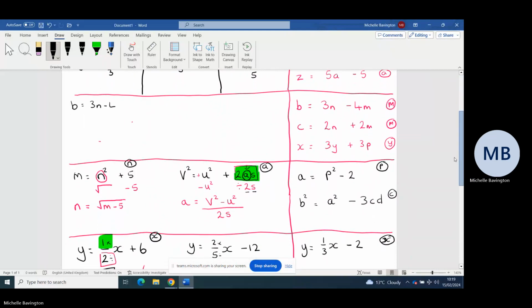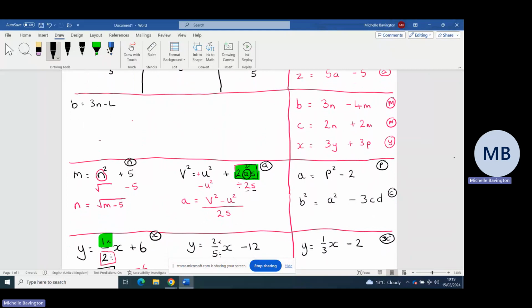Next one, which I was halfway doing. Right, we're making m the subject. So that at the minute is a time. So it's divide by 4. We're not moving that. So at the minute it's a plus 3n. So minus 3n.